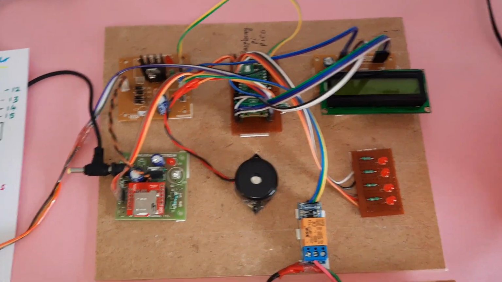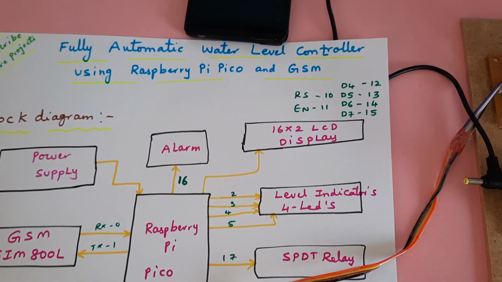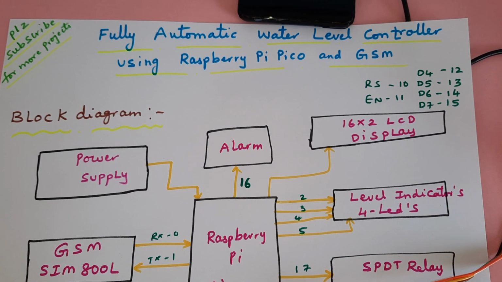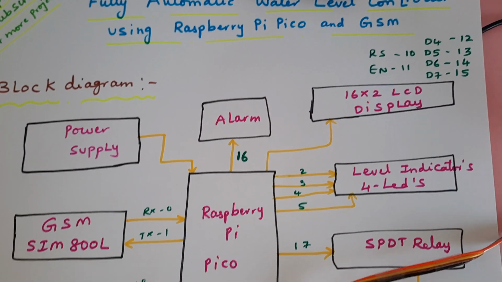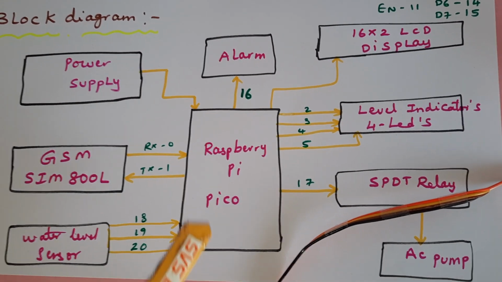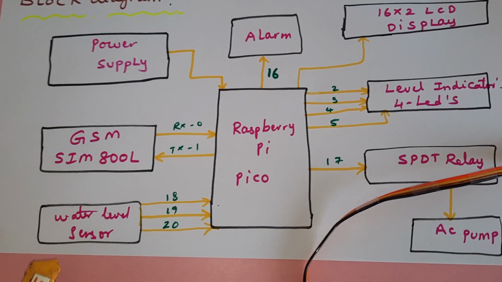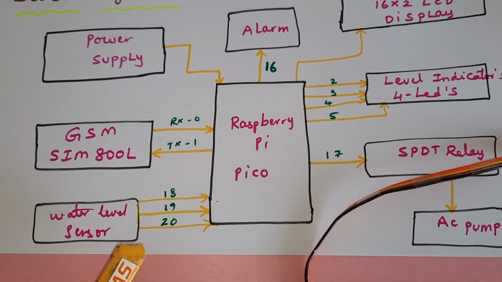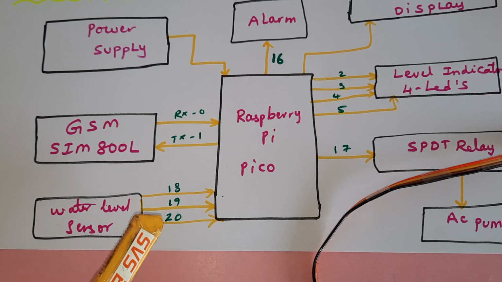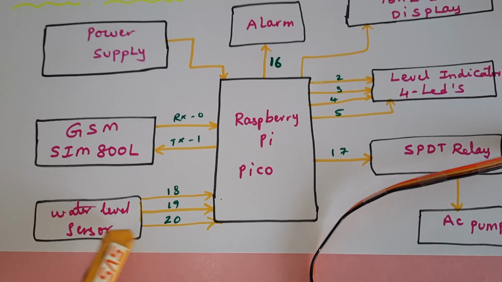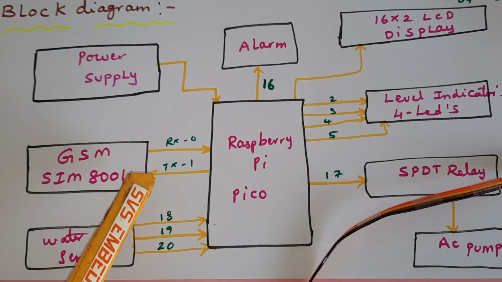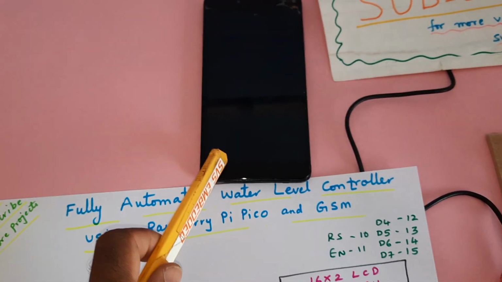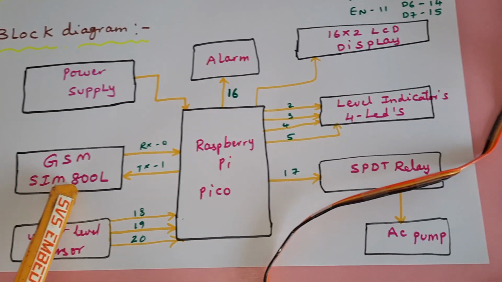The project title is Fully Automatic Water Level Controller Using Raspberry Pi Pico and GSM Module. Here we are using a Raspberry Pi Pico and a water level sensor with 4-level detection: low, first level, second level, and full water level detection, and a GSM SIM800L, with which we will get one SMS alert, full or empty.